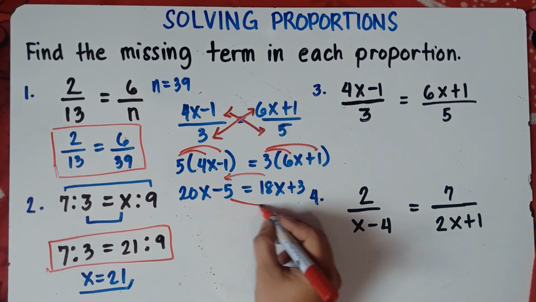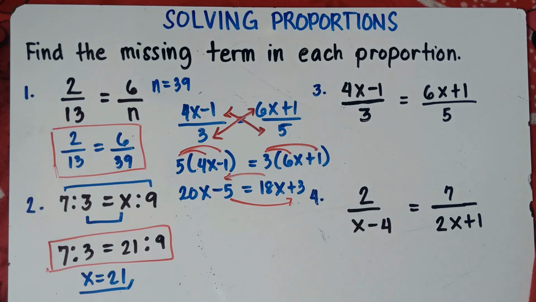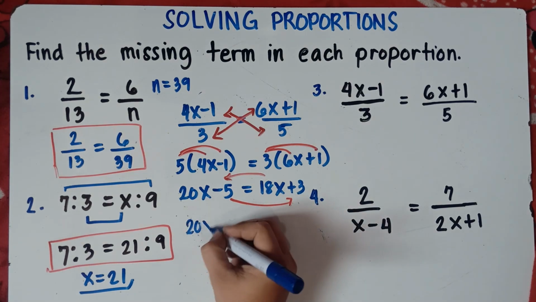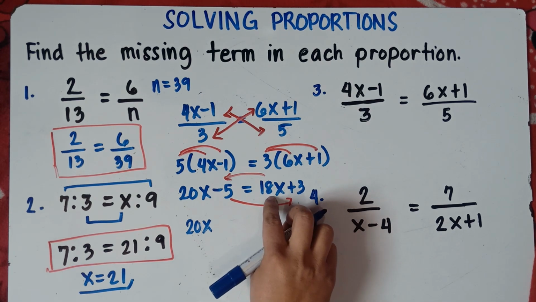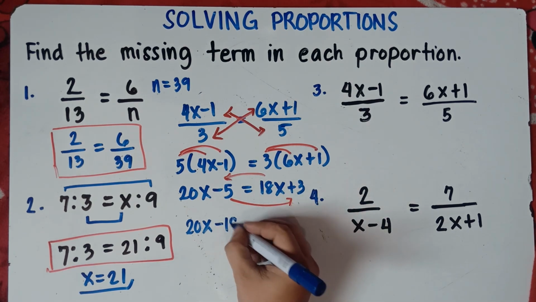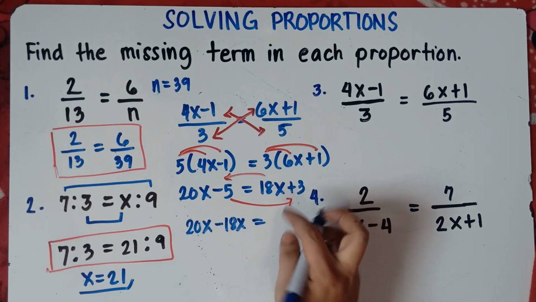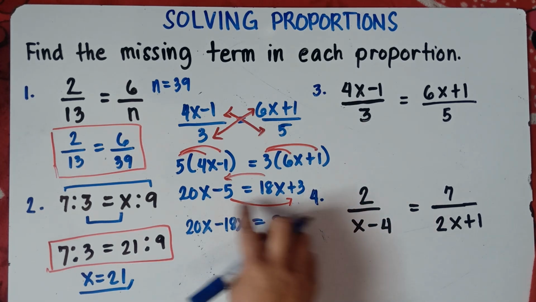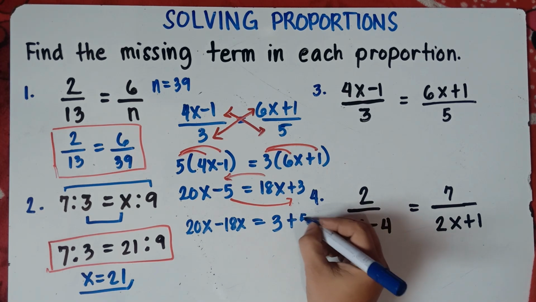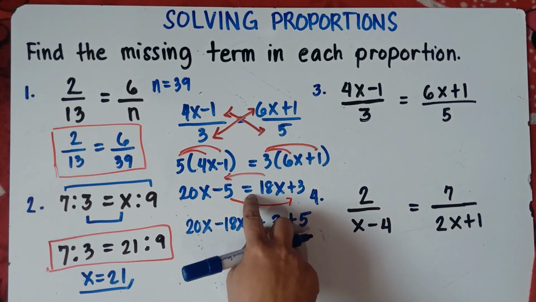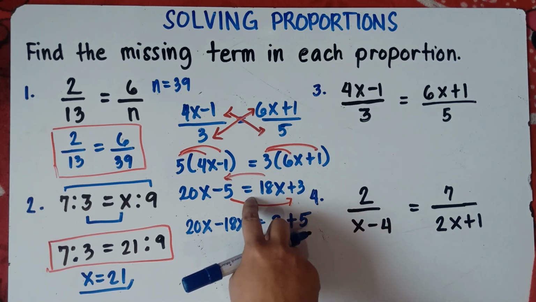And we transpose this 5 from left to right. So this will be 20x. This is positive 18x, it will be negative 18x, equals, copy 3. This is negative 5, it will be positive 5. Do not forget about this one, class. Once you transfer across the equal sign, you always change the sign.